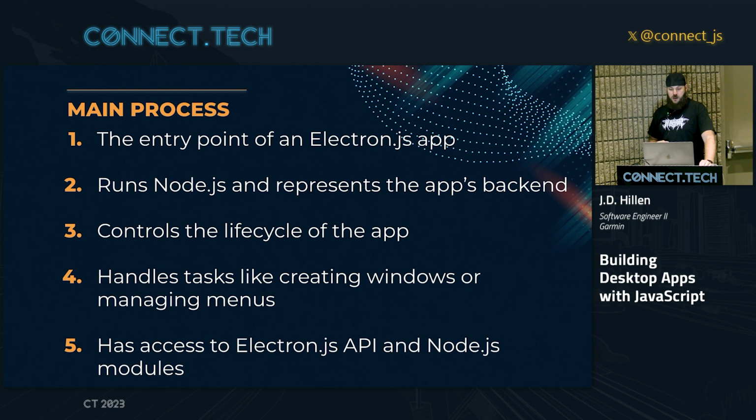The main process typically handles tasks like creating windows, managing application menus, handling system tray icons, and coordinating communication between the renderer process and the main process. That all happens here. And it also has full access to the Electron.js APIs and Node modules, enabling interactions with the underlying operating system. So you can use those NPM packages if you want to, which is really great.